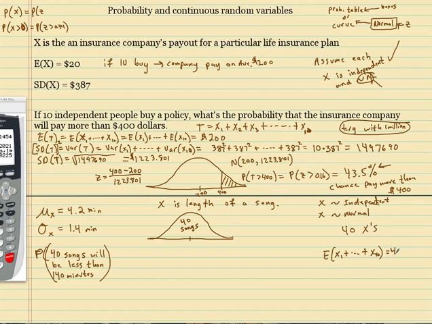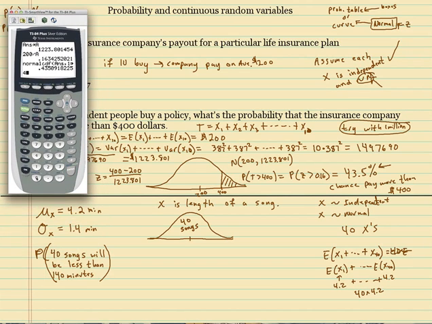There's 40 of them. I shouldn't write this, this isn't a good formula. E of x1, there's 40 of these. Each one of these is 4.2. How many 4.2s do I have? 40. So it's 40 times 4.2. So the average song length for 40 songs is 40 times 4.2. Enter. 168. 168 minutes.